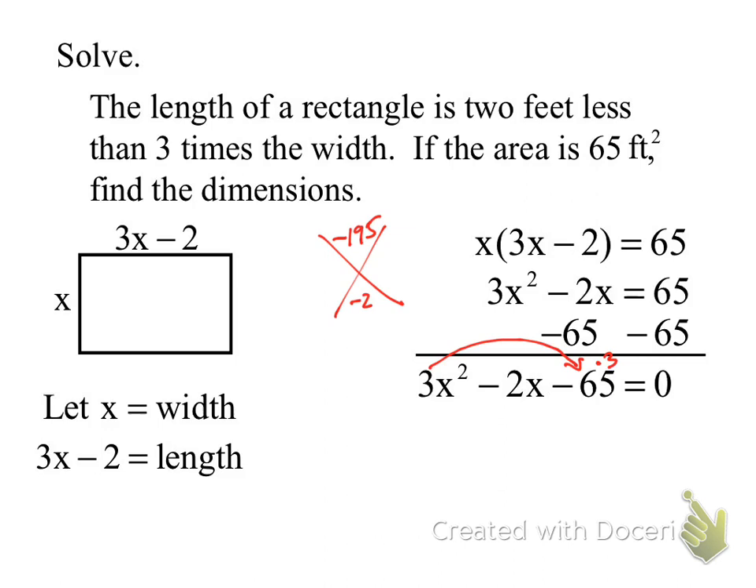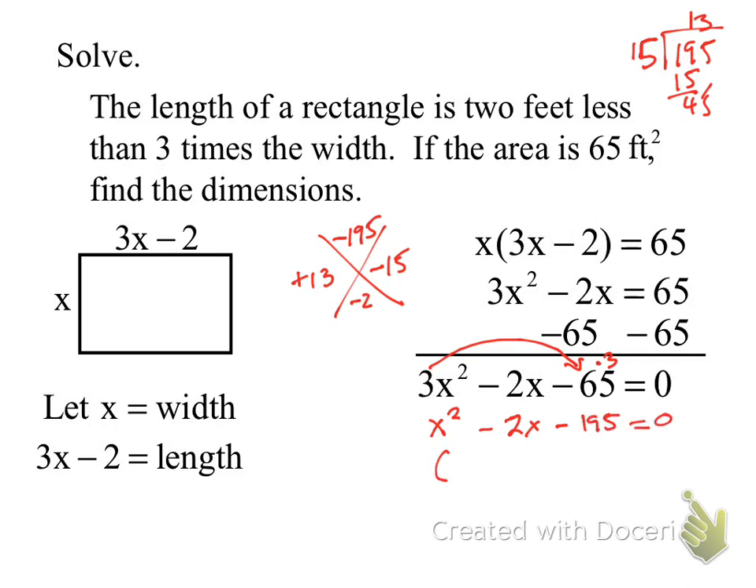And when I divide 15 into 195, it goes 13. And that tends to work. 15 and 13. Which one's positive? Which one's negative? So this becomes x squared minus 2x minus 195 factors to x plus 13 times x minus 15. And then what do we have to do? Divide by 3.